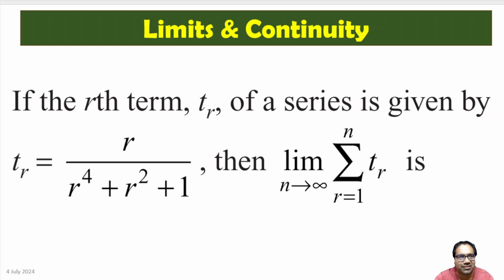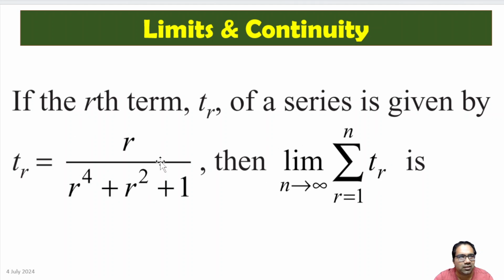Here we have this series whose rth term is given. What is the rth term? It is r by r power 4 plus r square plus 1. Then we have to calculate the limit as n tends to infinity of the sum of all these terms, like t1, t2, t3, t4, whatever, up to infinity.